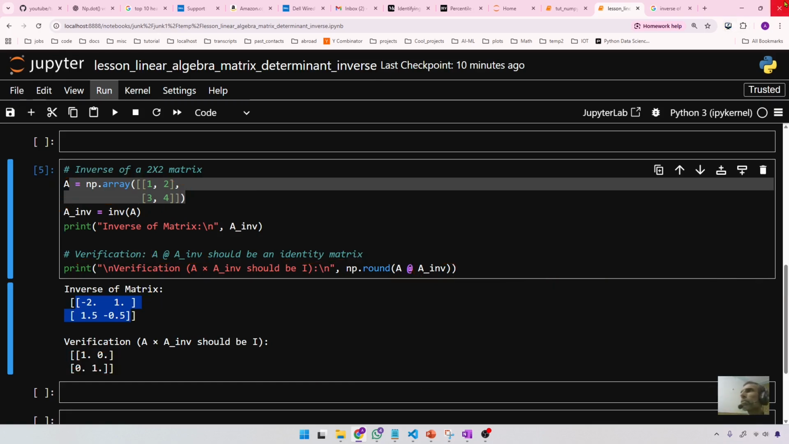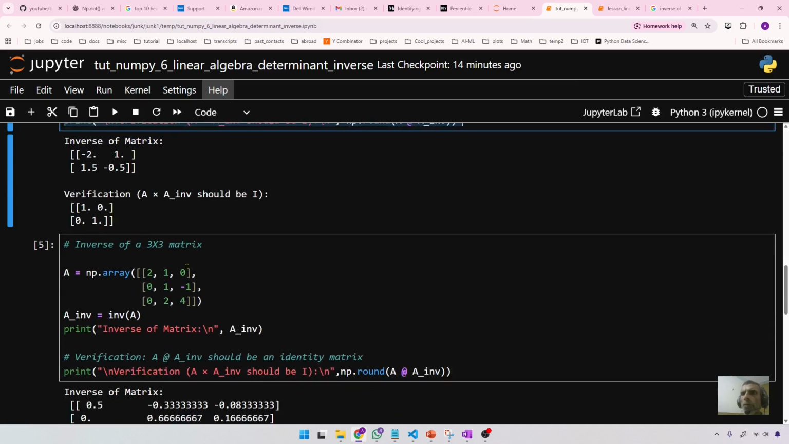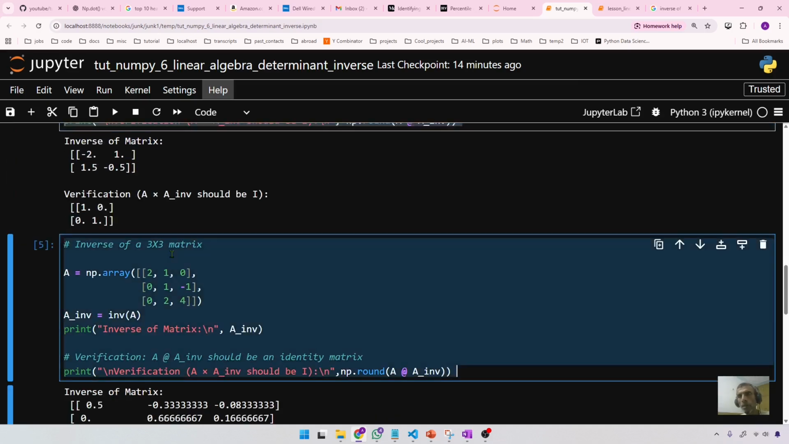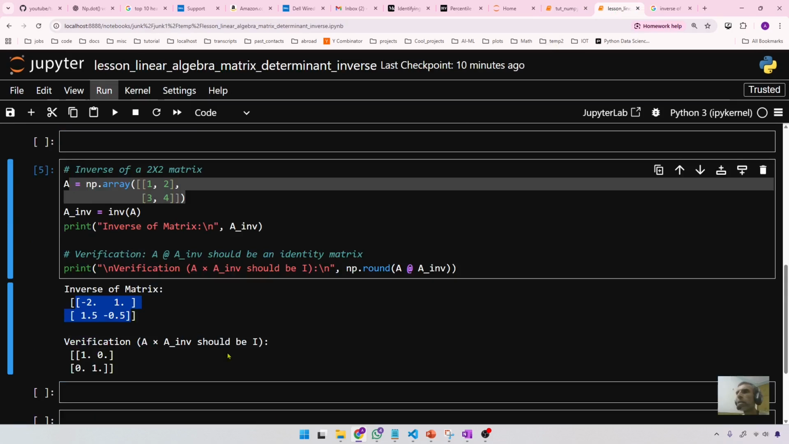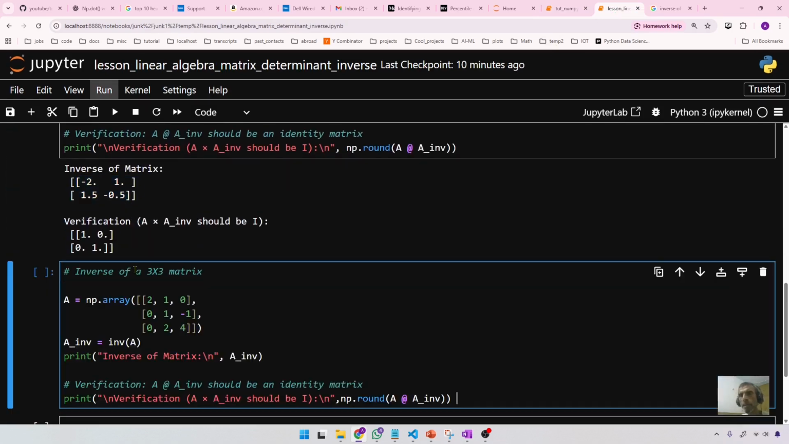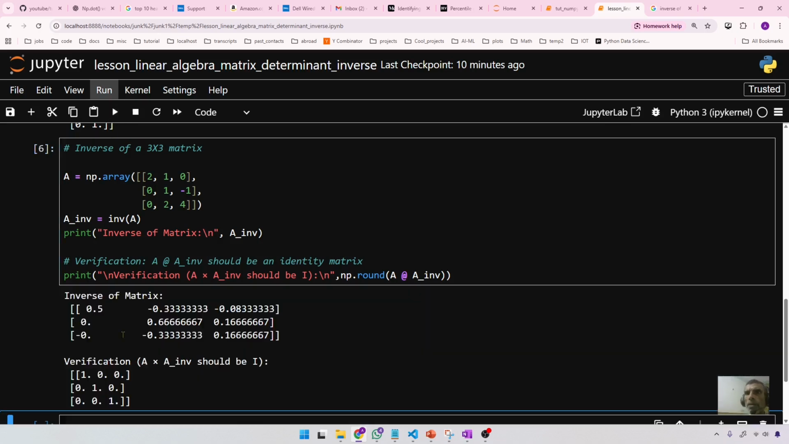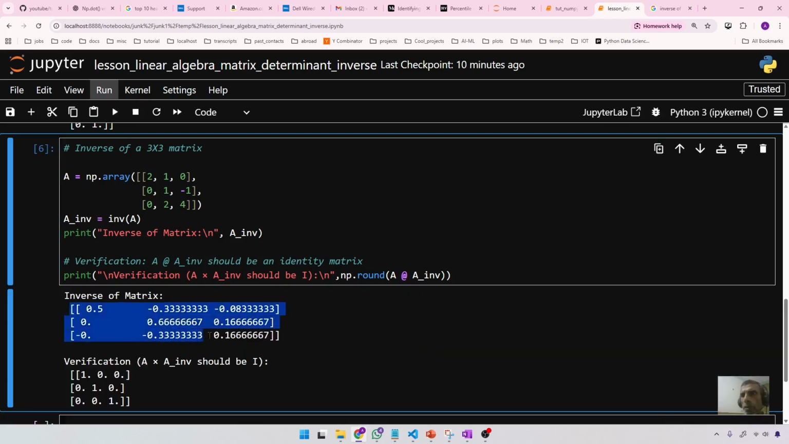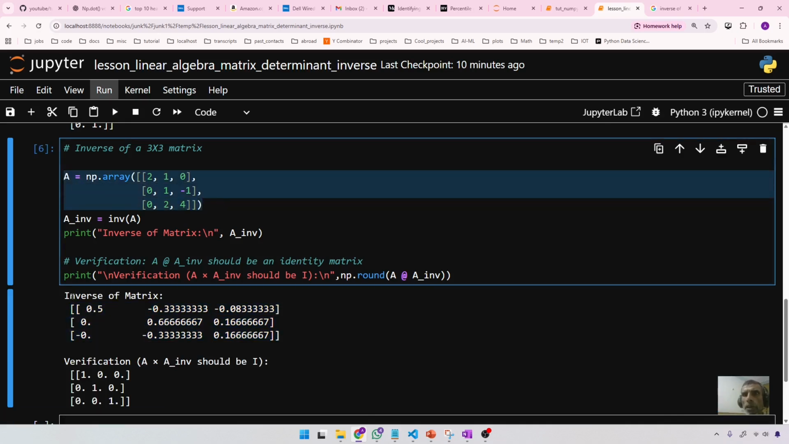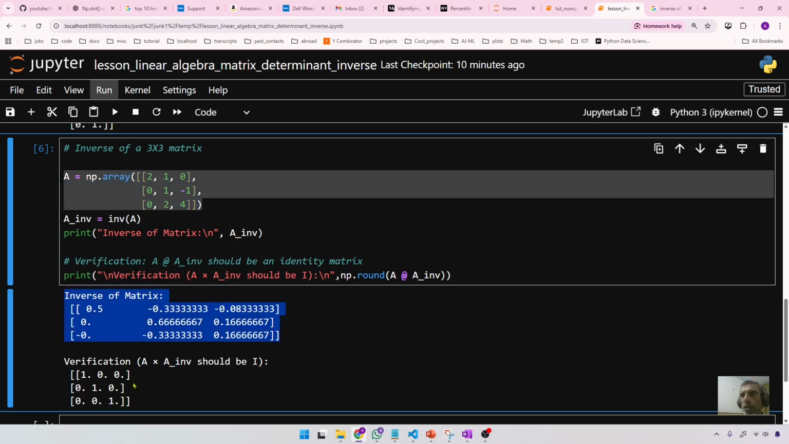Now, let's do the same thing for a 3 by 3 matrix. So I have a 3 by 3 matrix, and let's find the inverse of that. Same process. This is the inverse of the 3 by 3 matrix A. So this is my matrix A right here. This is the inverse of this matrix, A inverse, and then I verify. I multiply A by A inverse, and you can see it gives you the identity matrix. Everything is 1 along the diagonal, and the rest of the elements are 0.